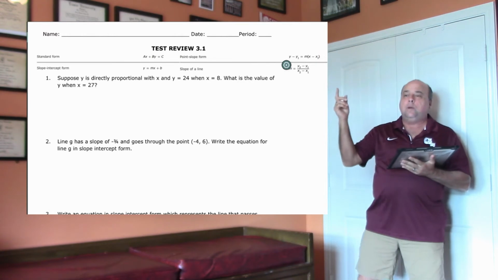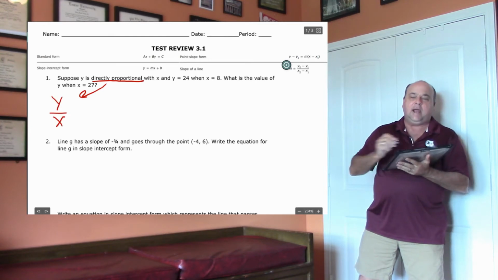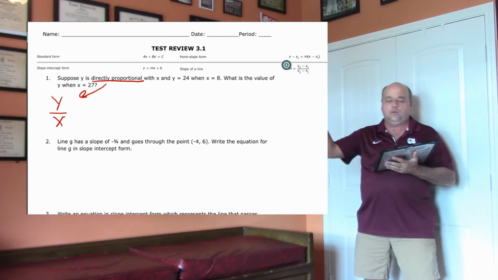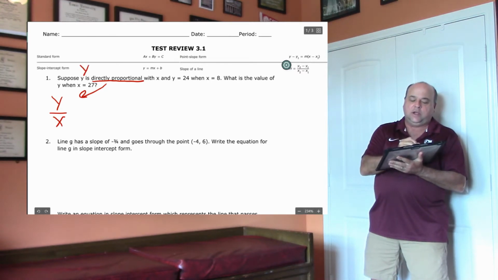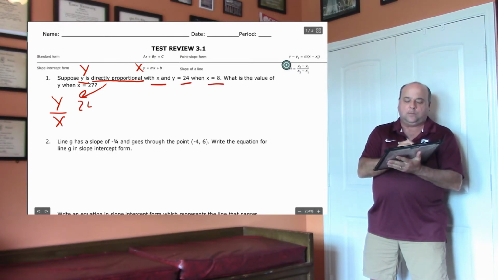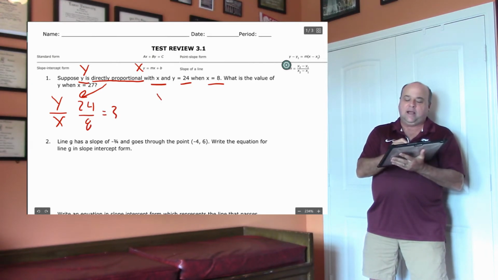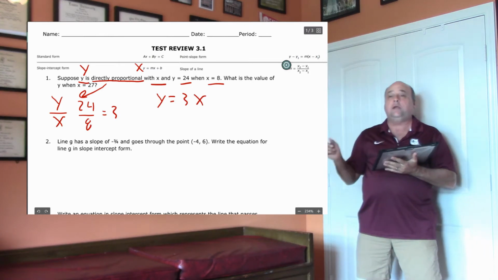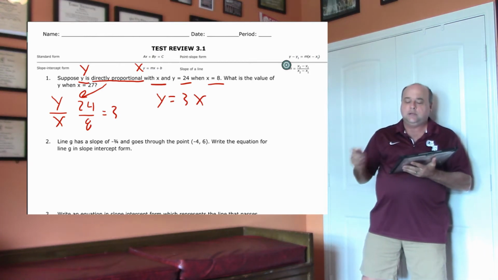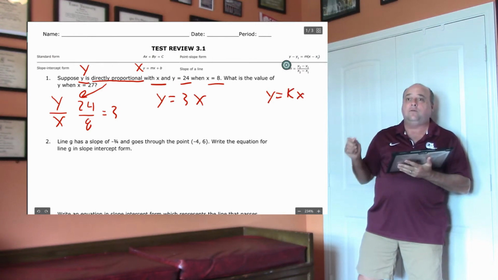So number one, remember if something varies directly, if it's directly proportional, that means y over x. So you identify your y, you identify your x, and it is always y is directly proportional with x. Okay? So our y is 24 and our x is 8, so we're going to put y over x, and that's going to equal 3. So we would have y equals 3x as our equation. Everyone with me? So remember, your direct variation equation is y equals kx, and k is y over x.